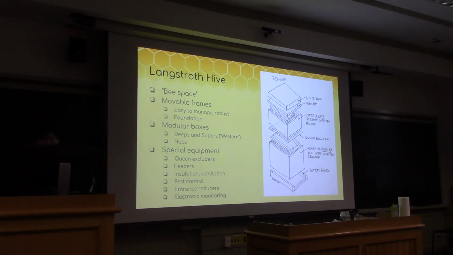The nuke box is basically exactly half of a deep. And you're just going to have a couple frames of brood, maybe a frame of honey, and then a queen and a few workers. So it's sort of the minimal amount you need to start a new hive.